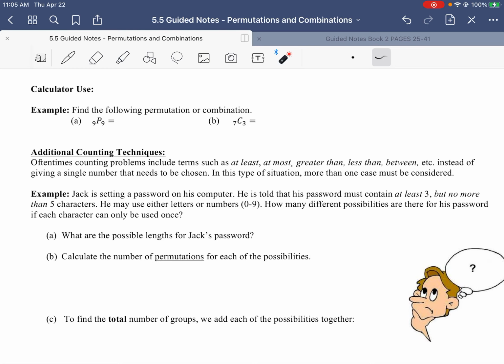Oftentimes counting problems include terms such as at least, or at most, or greater than, or less than, or between, instead of giving just a single number that needs to be chosen or permuted. In this type of situation, more than one case can be considered.